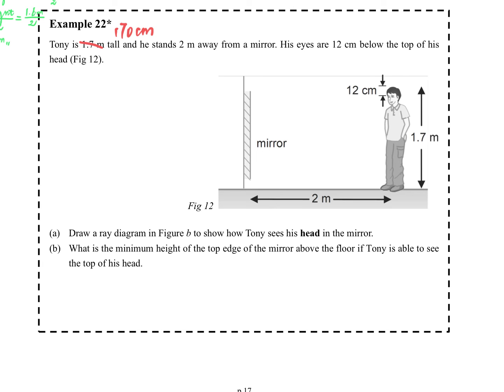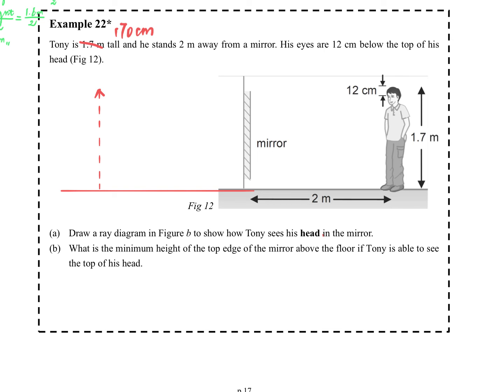And in part A, we need to draw the ray diagram to show how Tony sees his head in the mirror. Similar to what I have taught you in the lesson, first of all, we have to draw the image of Tony. Image distance equals object distance. I make use of an arrow to indicate the image of Tony.